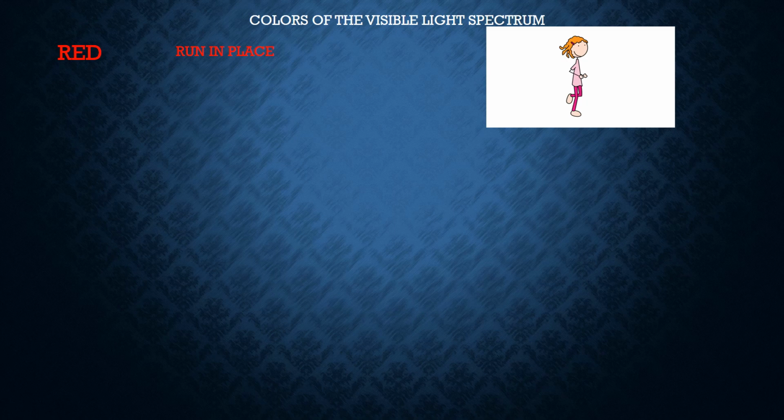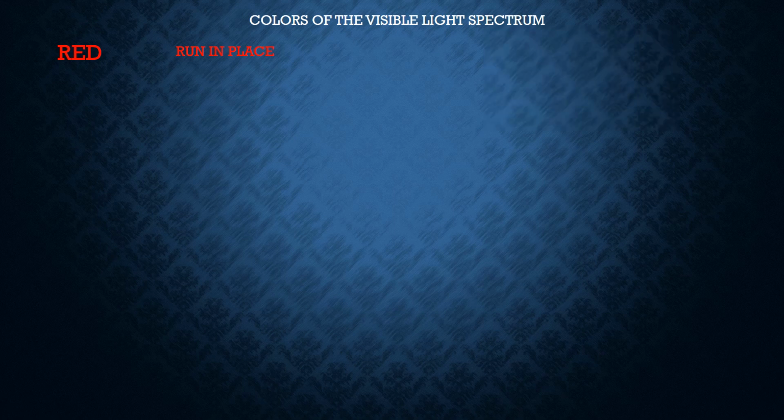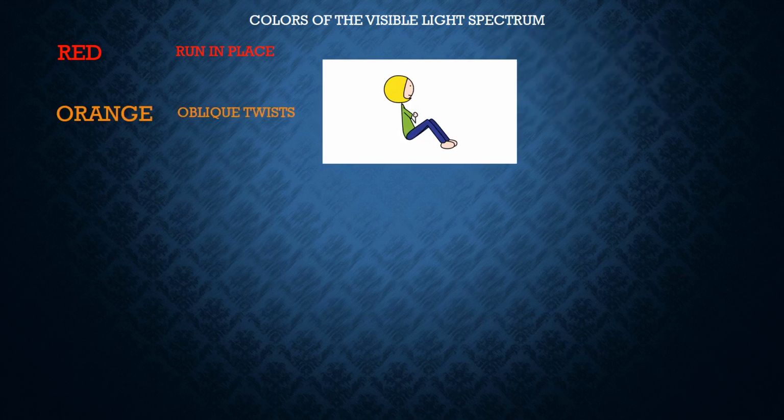And stop. Now, find a place on the floor because orange is our next color and we're going to do oblique twists, also called Russian twists. Find a space and begin. And stop. Stand back up.